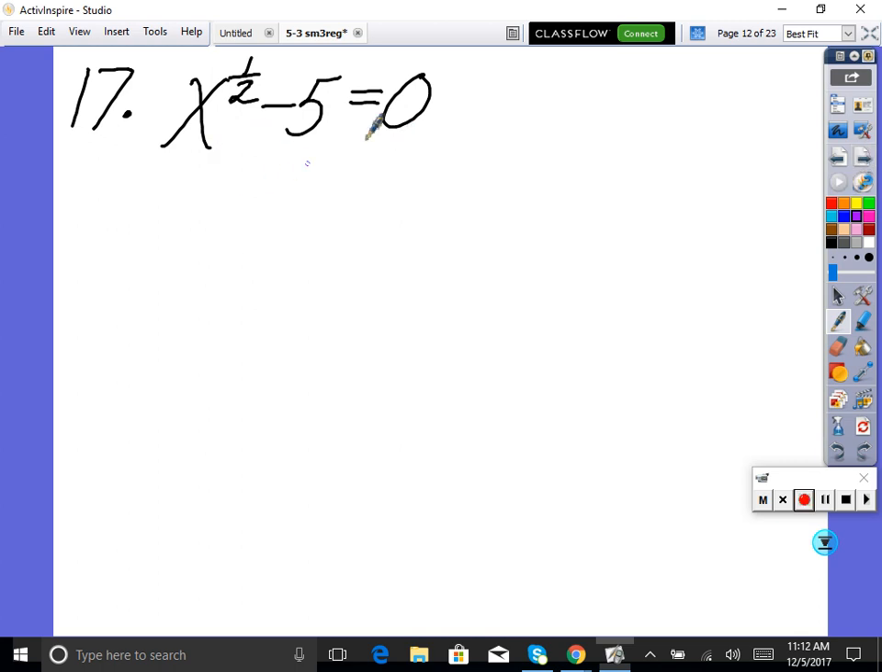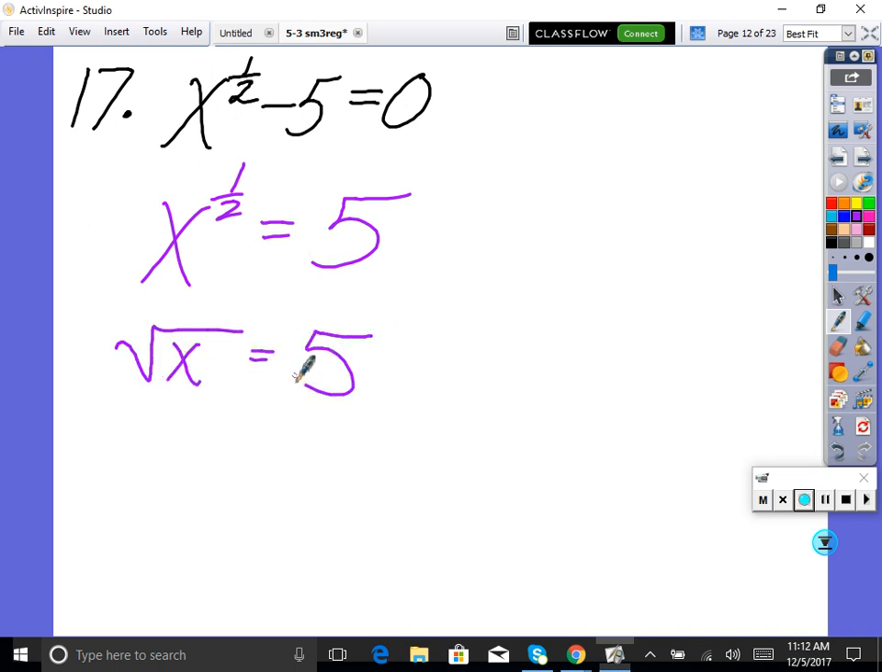Add 5, right? X to the 1/2 power equals 5. Now, technically, once again, most of you should probably just take the time and quickly rewrite the square root of x equals 5. We're looking at this. So now to undo the radical, we would then square both sides. Root cancels out with power, x equals 25.